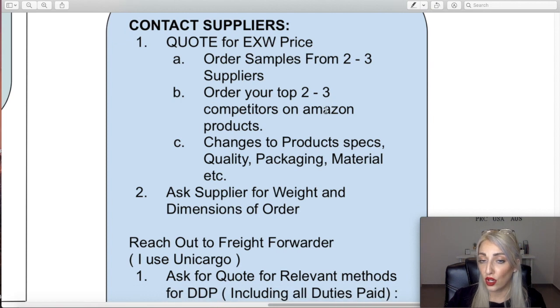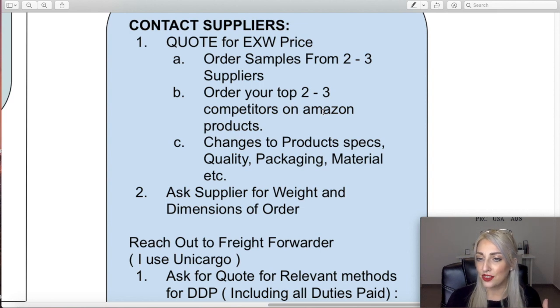You will also order 2 to 3 products from your competitors on Amazon if you can. Meaning if you live outside of America and they don't send it to outside of America, then you can't. But if they do, order 2 to 3 products. Why is this so important?